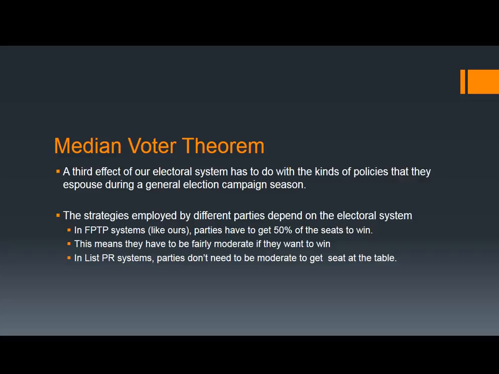In list PR systems, in other types of systems where you vote for a party, parties don't necessarily need to be moderate. If they get 5% of the vote nationally, they might well get 5% of the seats in the legislature. But that's not the case in the United States. If you get 5% of the vote nationally, you can easily get 0 seats in the legislature, particularly if those votes are all distributed across the country. Okay, so parties have to be fairly moderate if they want to win.